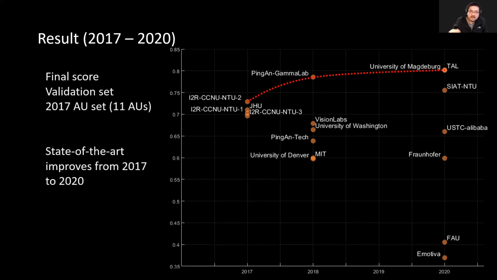As you can see, when we evaluate on this subset of AUs on this validation set, the top performers' performance improves over time, which is shown by the dashed red curve in the image. From 2017, the final score is around 0.73, but in 2018 this score goes to 0.78, and this year two of our top participants provided a score above 0.8. So there is improvement in the state of the art each year.